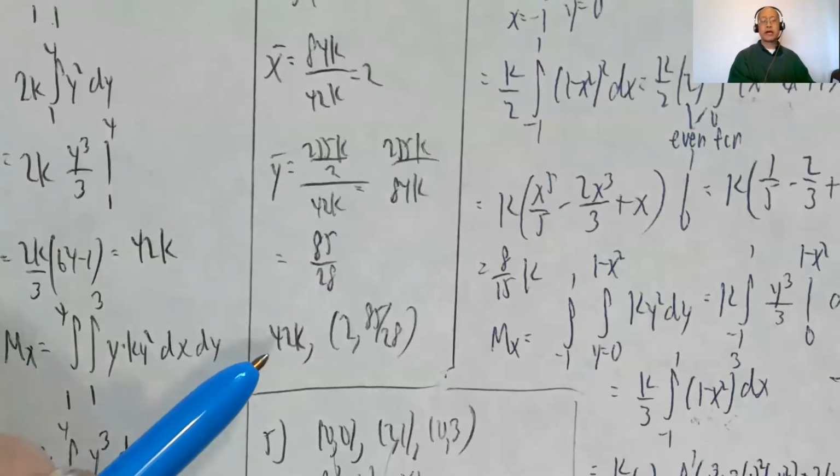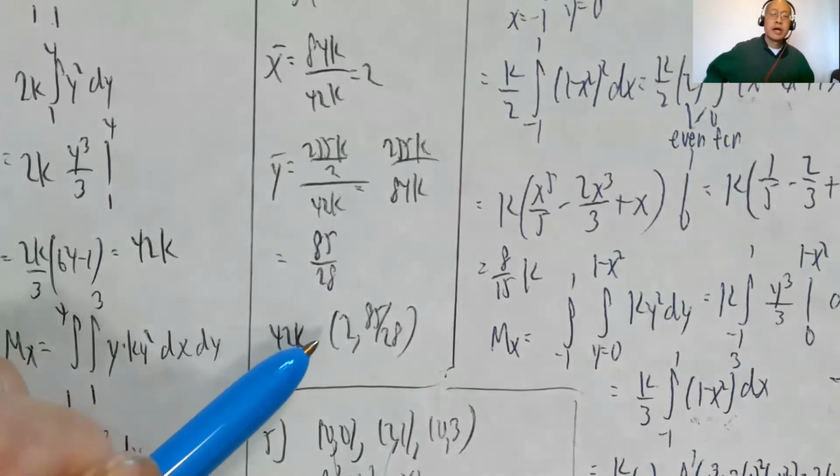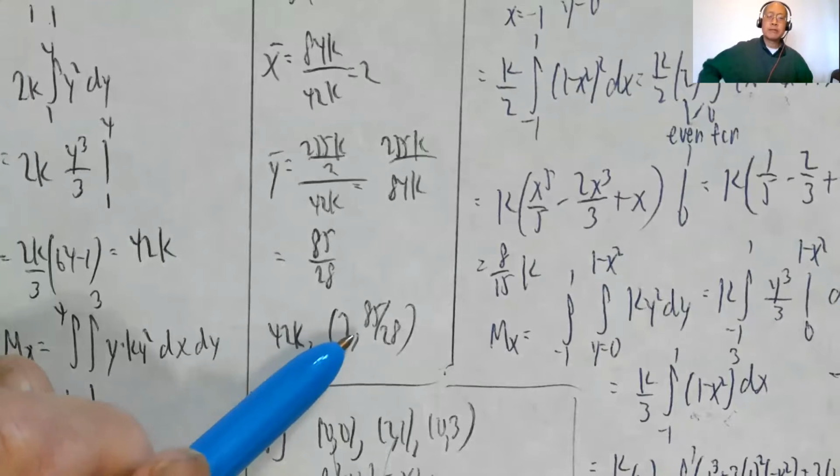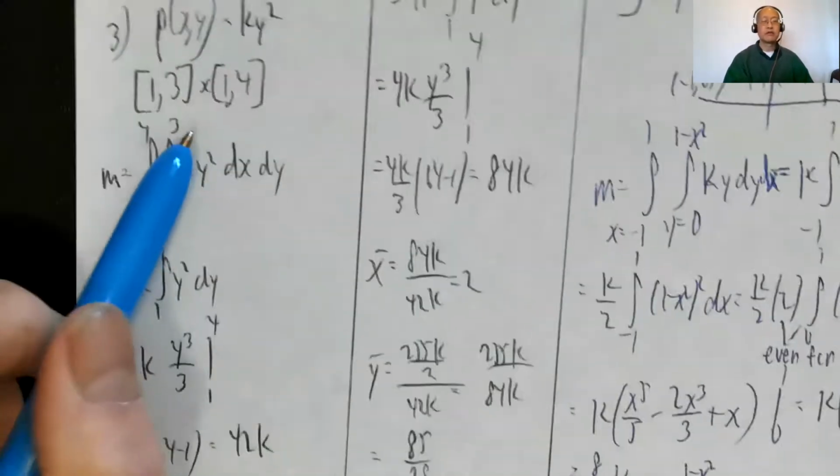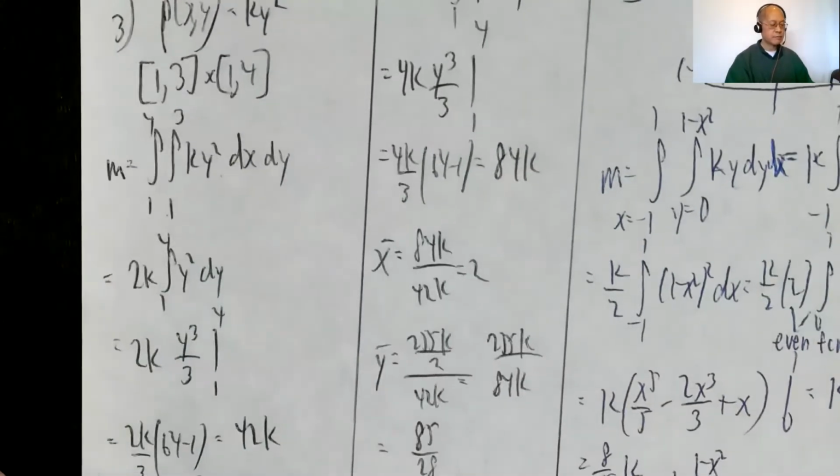So the question asks, what is the mass? 42k. And the center of mass is 2 comma 85 over 28, a little bit more than 3. That's the center of mass for this lamina, this object. So that's the basic idea.